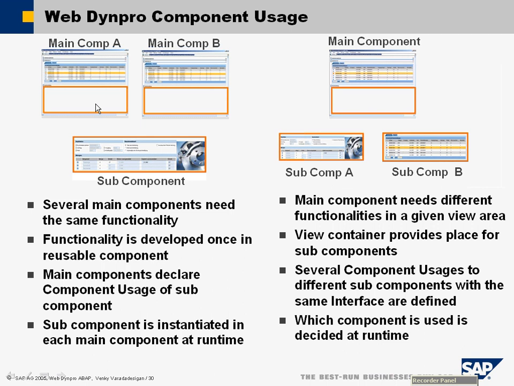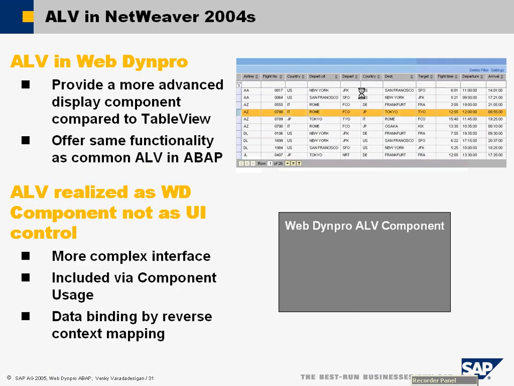Okay, so here's the usage. You have a main component A and B. You can have the same subcomponent, share it, and embed it in two main components. Or it could be the other way around. The main component may dynamically choose which subcomponent it wants to show. Both are possible.